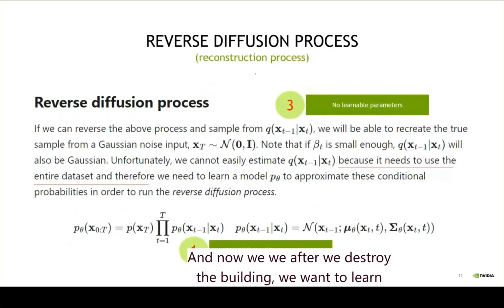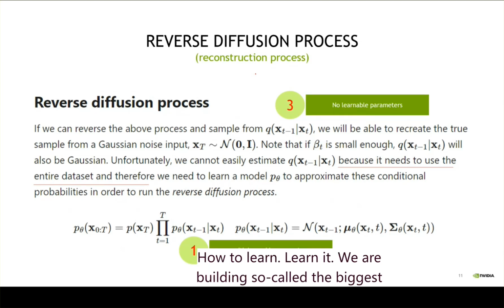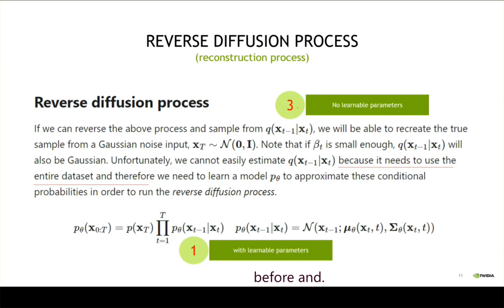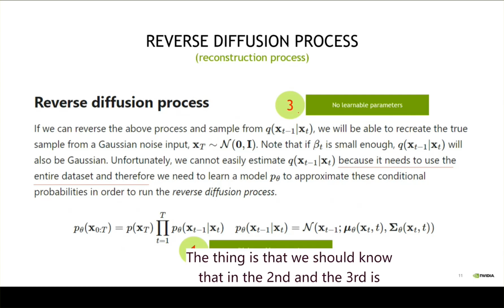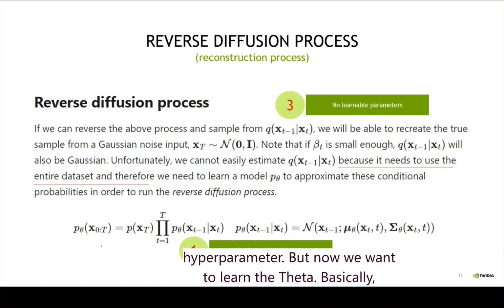Now after we destroy the building, we want to learn from the inverse engineering. How to learn it? We are building the so-called P theta, the first distribution we described before. What we should know is that in the second and third distributions, there are no learnable parameters. There are only hyperparameters. Beta t is the variance, only a hyperparameter. But now we want to learn theta, basically how to reconstruct, how to construct a building is important now.